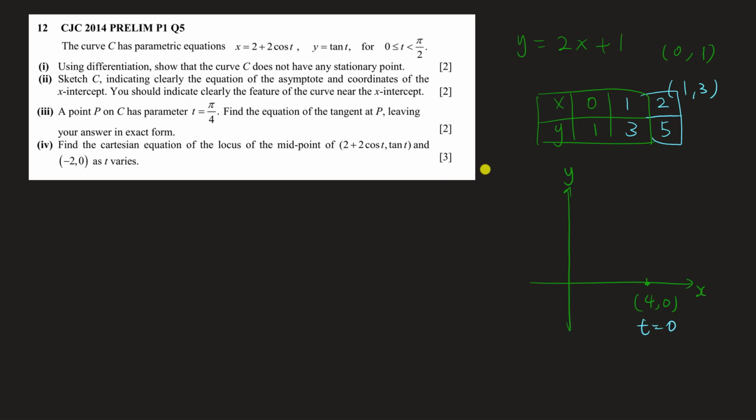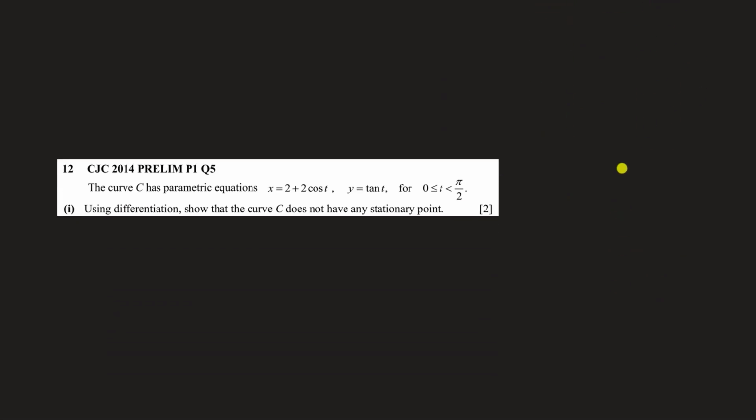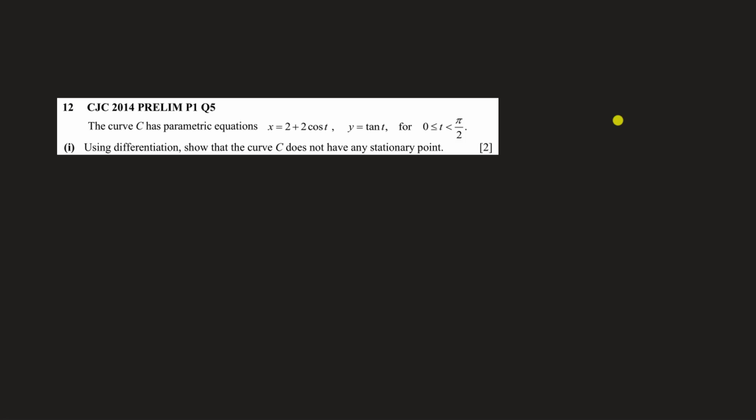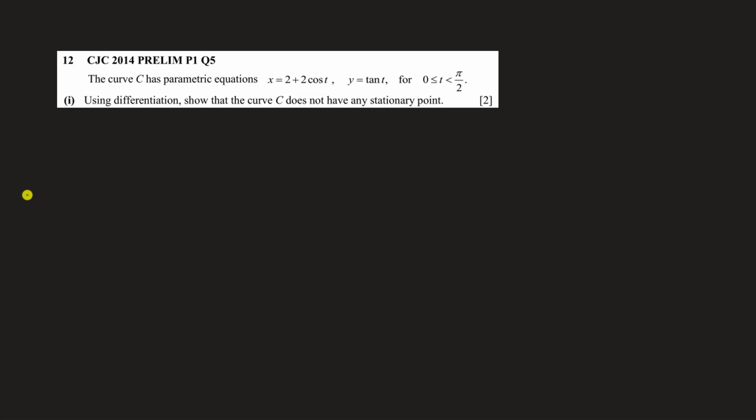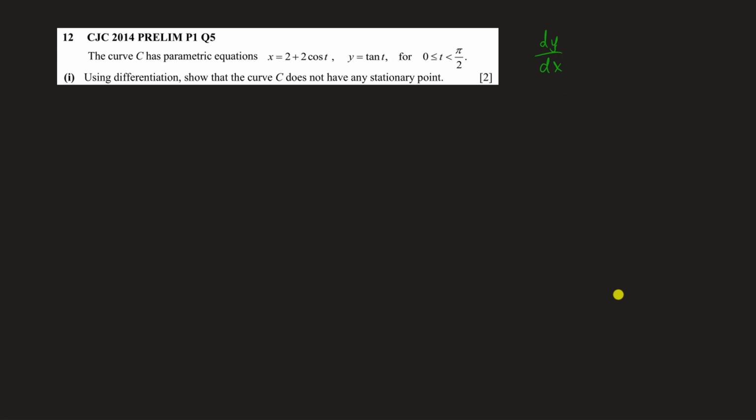Now first part, let me clear this. So first part, it says, using differentiation, show that curve C does not have a stationary point. So this first part actually requires you to make use of differentiation to find the dy/dx of the Cartesian curve. So to do that, first of all, we can find dx/dt from the given parametric equation, right? 2 plus 2 cos t, differentiated with respect to t, will just give me negative 2 sin t. What about dy/dt?